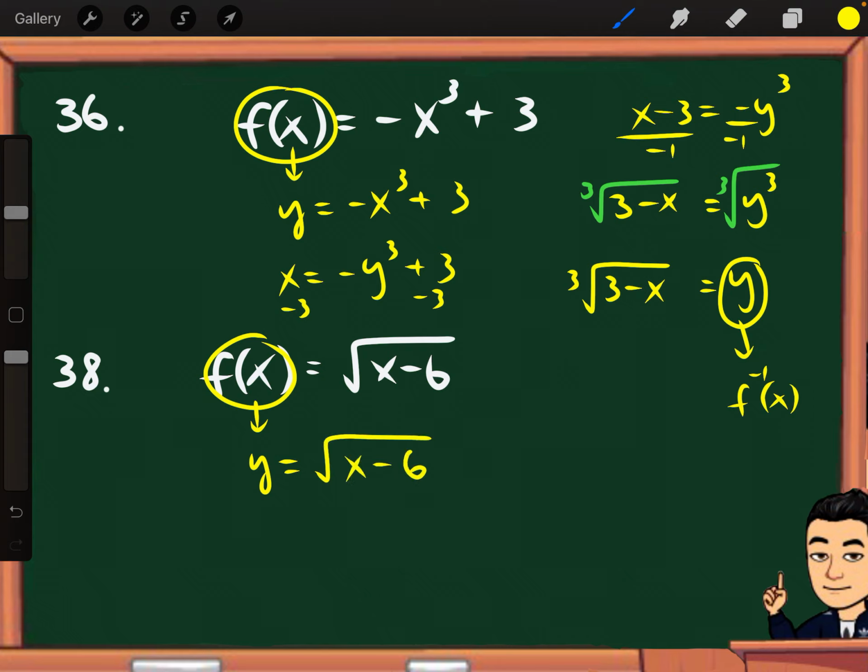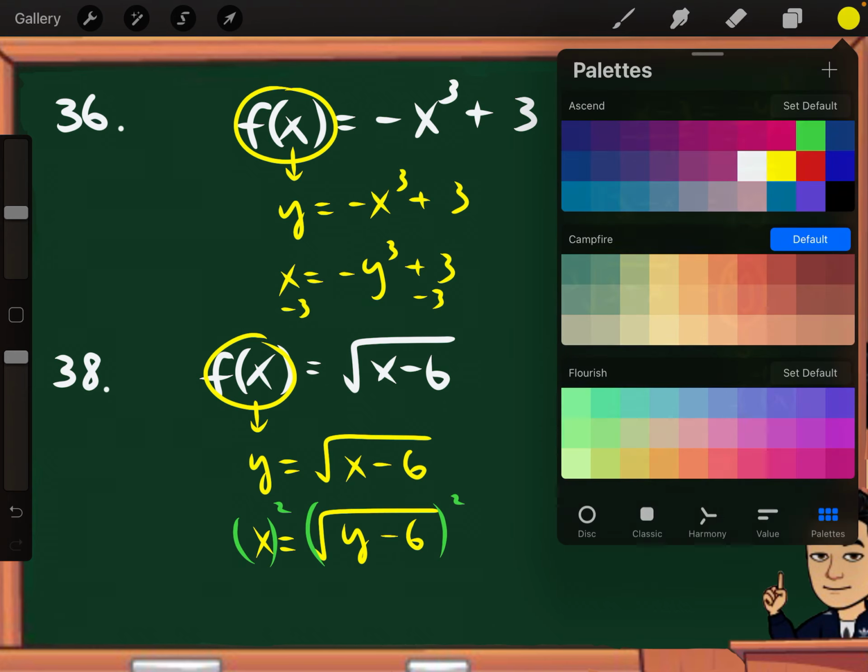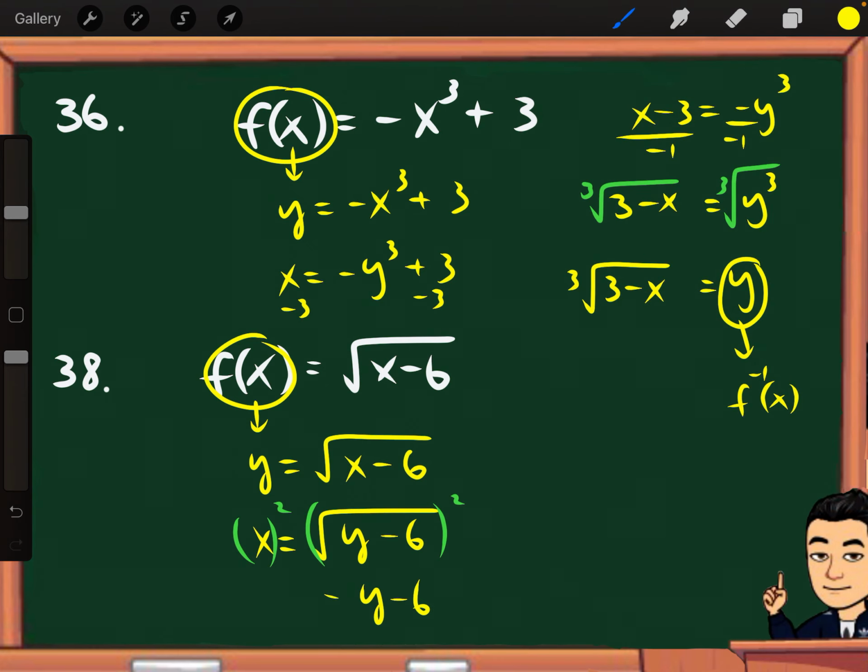What you're going to do here is swap the x and y positions. So it's going to be x equals the square root of y minus 6. Now, in order to isolate the y, you're going to have to square both sides. After you square both sides, you get y minus 6 equals x squared. So you're going to add 6 on both sides. Now you get y is equal to x squared plus 6. And understand that y is the inverse function.